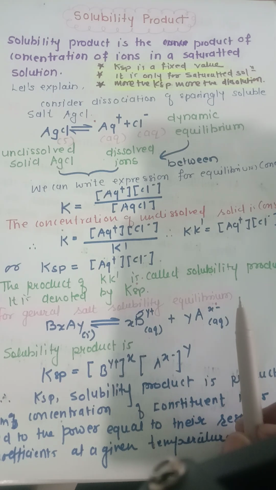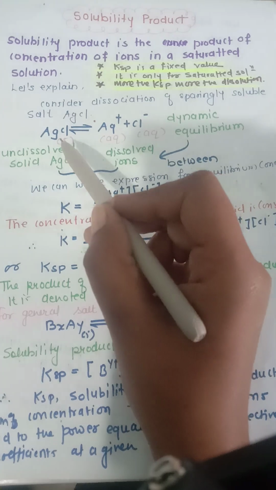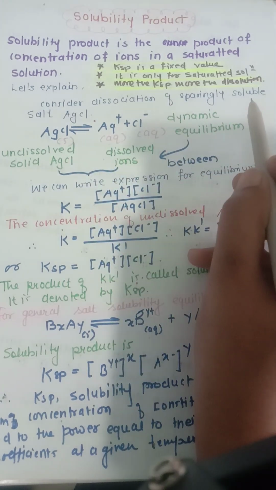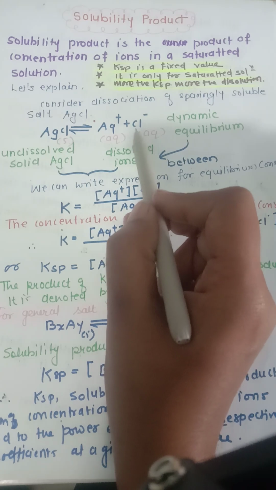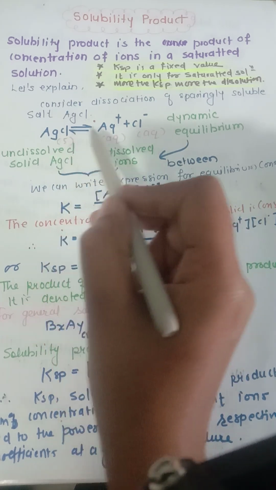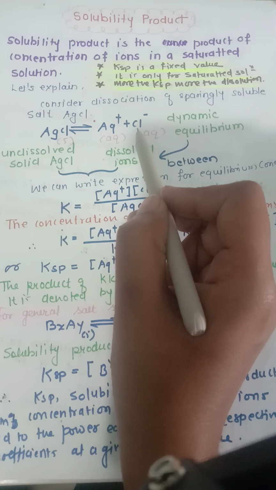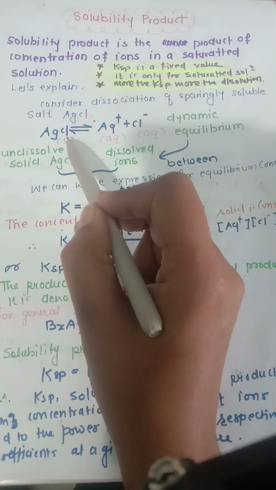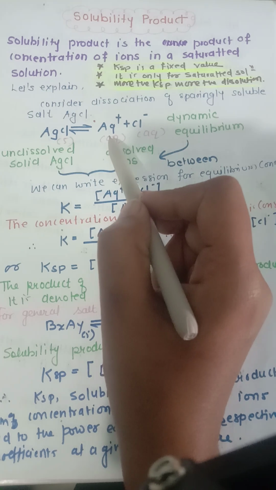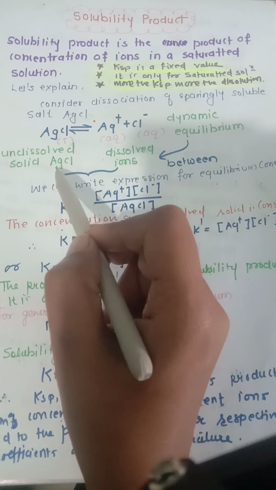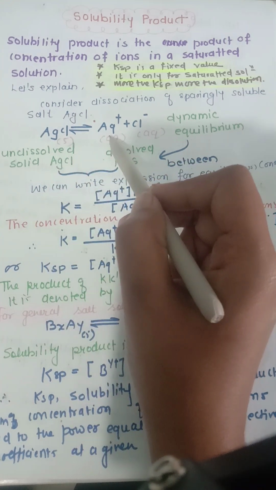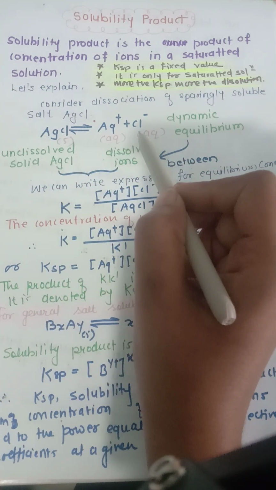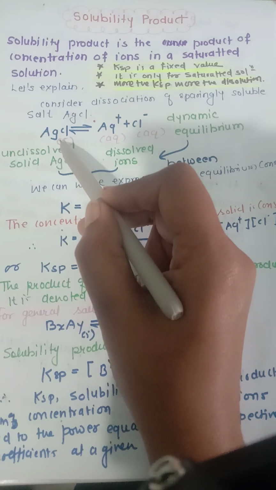To understand solubility product, we consider an example, AgCl. AgCl is a sparingly soluble salt. This is the dissociation reaction of the sparingly soluble salt. AgCl dissociates into Ag+ and Cl- ions. As it is a sparingly soluble salt, it dissociates to a very small extent, which means the maximum portion is undissolved solid AgCl. Whatever portion is dissolved completely dissociates into Ag+ and Cl- ions, as AgCl is a strong electrolyte.